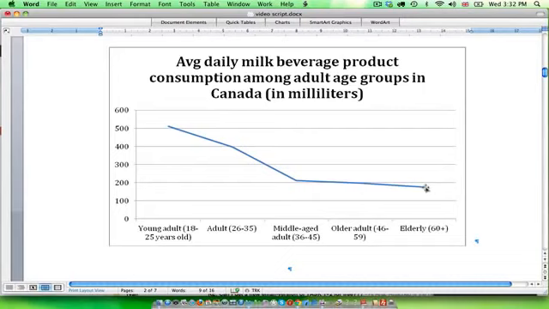Now, minute details are specific figures within the trend. So for example, young adults consume just over 500 milliliters of milk beverage products. Adults, however, consume 400 milliliters of milk beverage products on average. Now these single points of information are minute details.